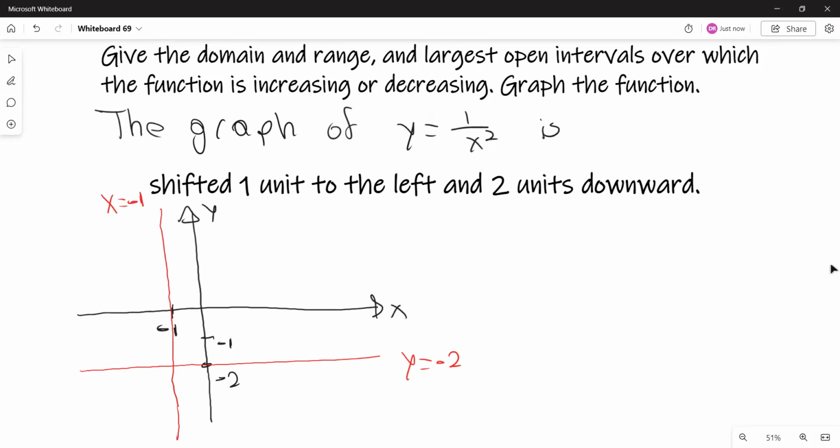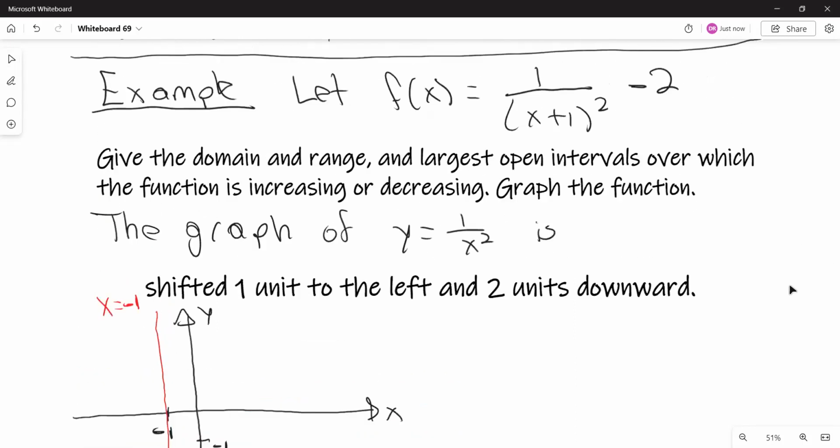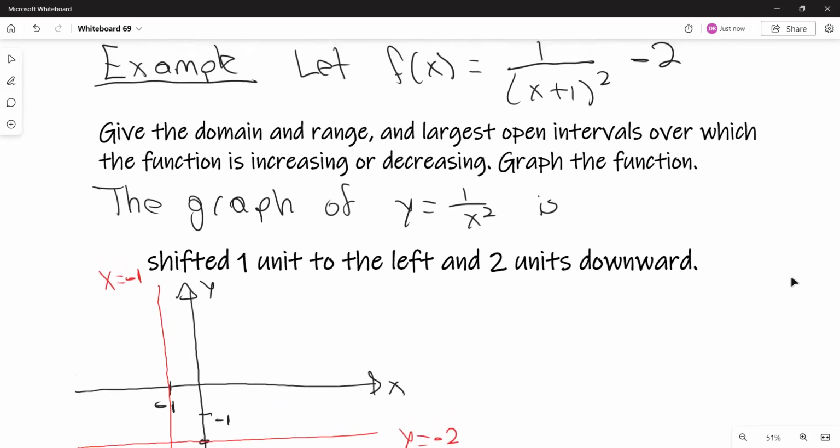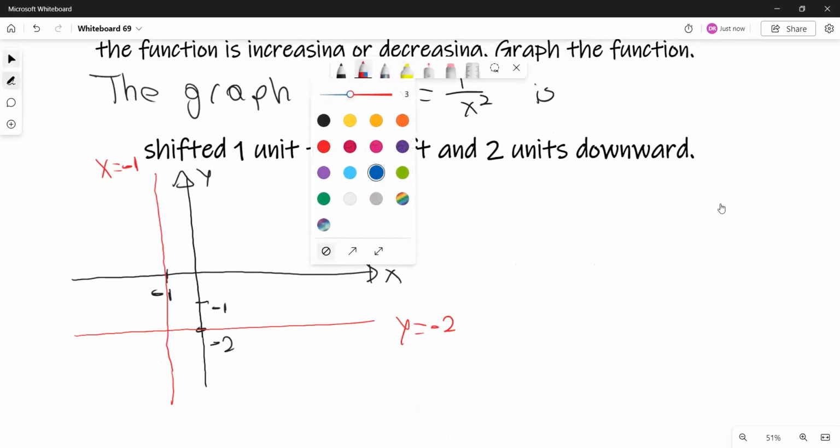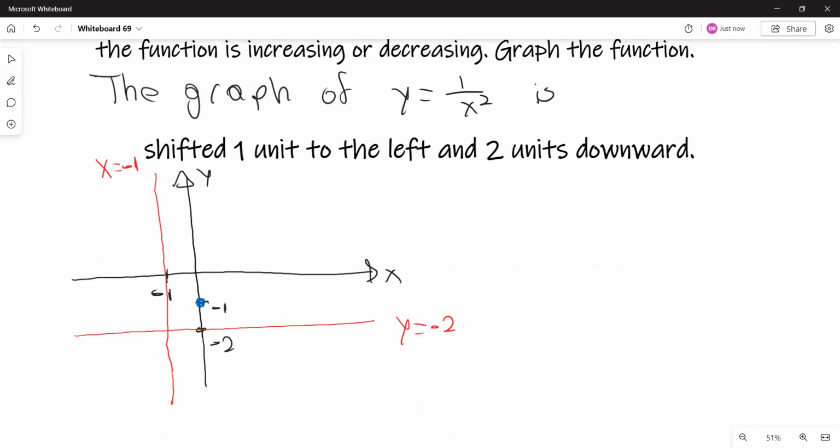Okay, so some points on this function. If x is -1, well, that is going to be undefined. If x is 0, we have 1 over 1 squared. That's going to be 1 minus 2. So if x is 0, y is going to be -1.